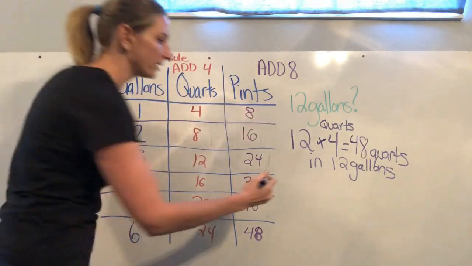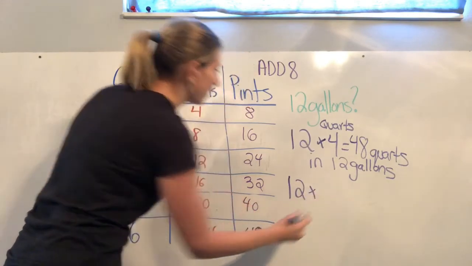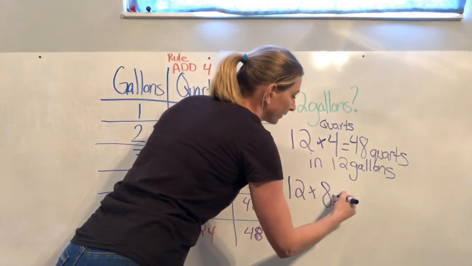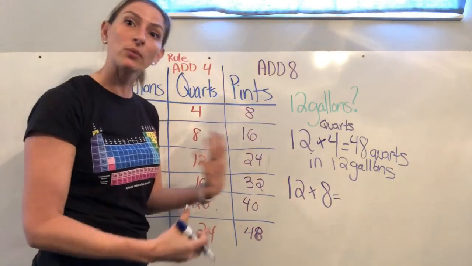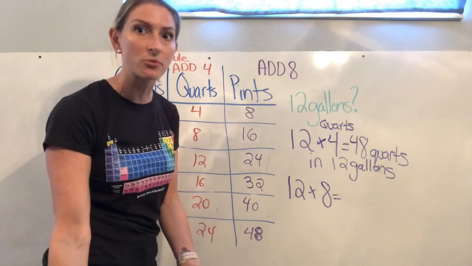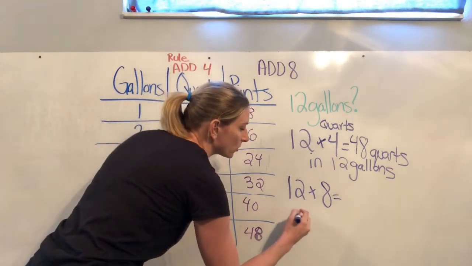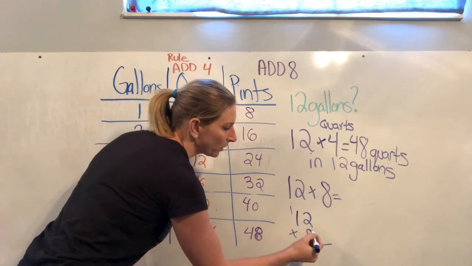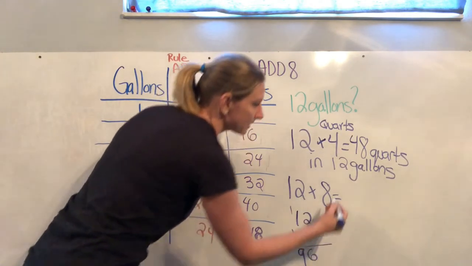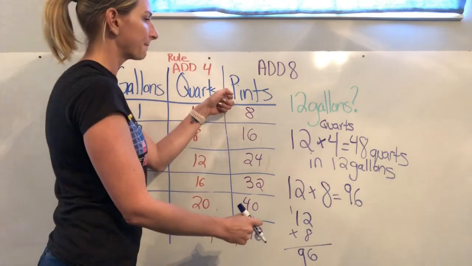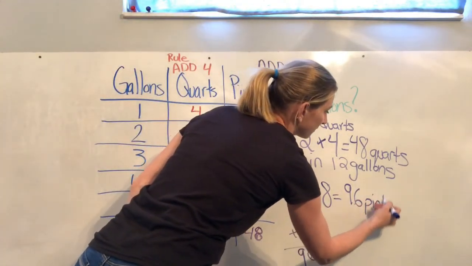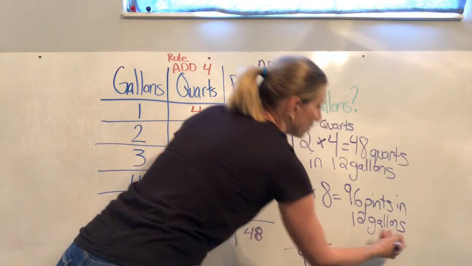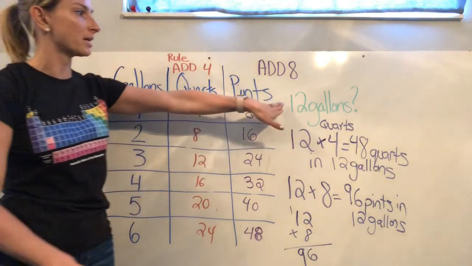Now that's not the same for pints, because there's 8 pints in 1 gallon. So I have 12 gallons again times how many pints per 1 gallon? 8. So 12 times 8 equals. So remember, we're in 5th grade. We can solve this. If you don't have your 12 times tables memorized, that's okay. We can do the math here together. So I have 12 times 8. 8 times 2 is 16. Regroup my 1. 8 times 1 is 8 plus 1 is 9. So that's 96 pints in 12 gallons.